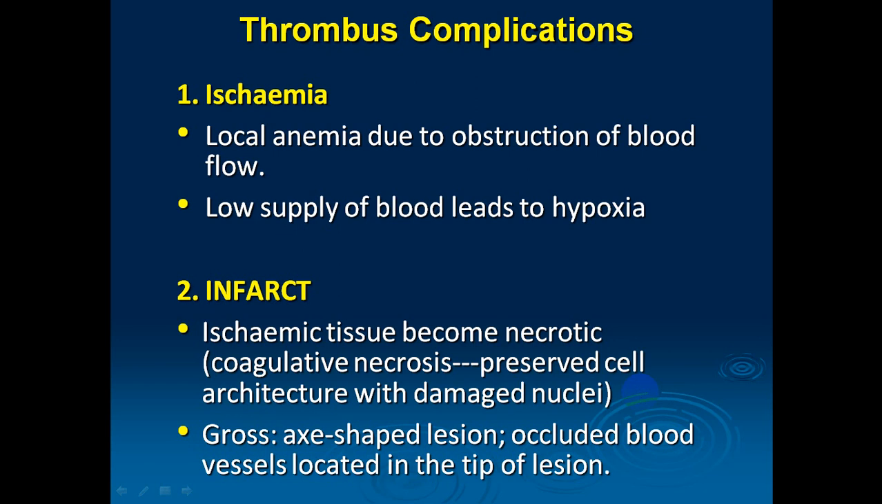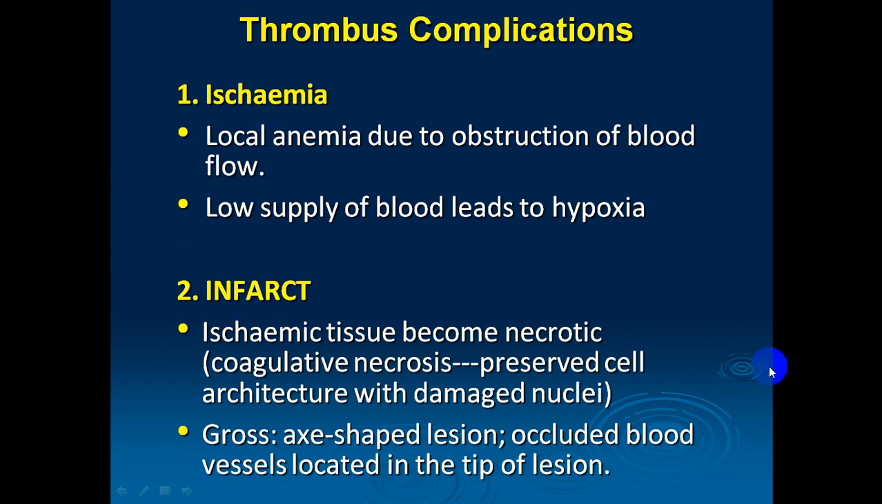Thrombus complications can happen as ischemia. It means local anemia due to obstruction of blood vessels, which makes hypoxia. This hypoxia will cause necrosis of cells. Necrosis due to ischemia, we call it infarct.